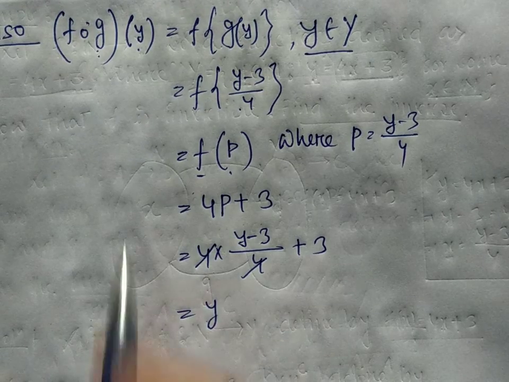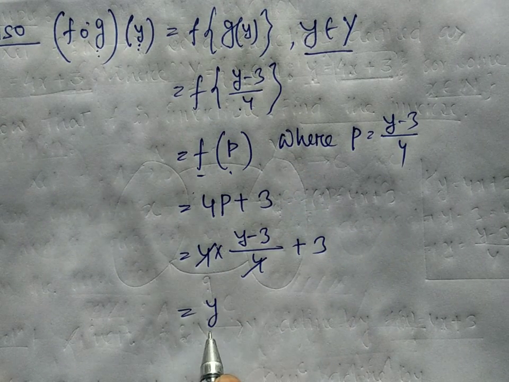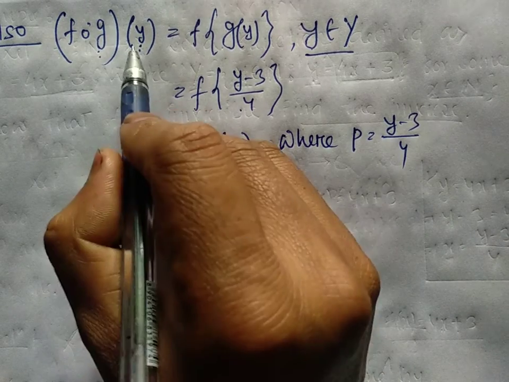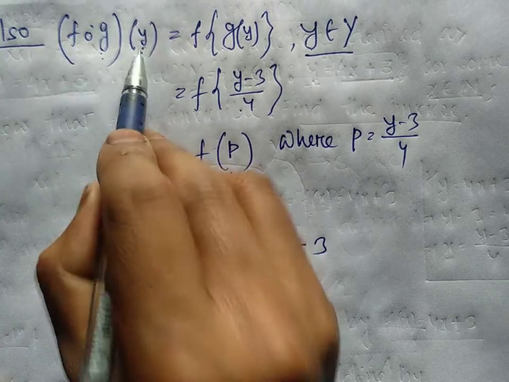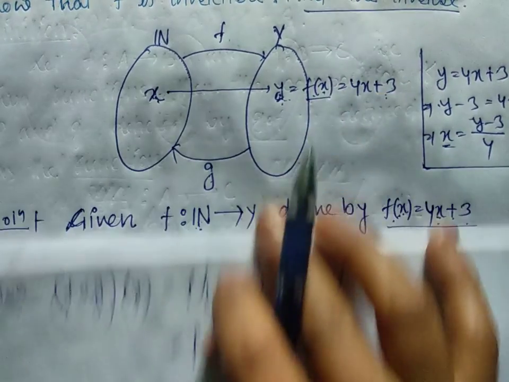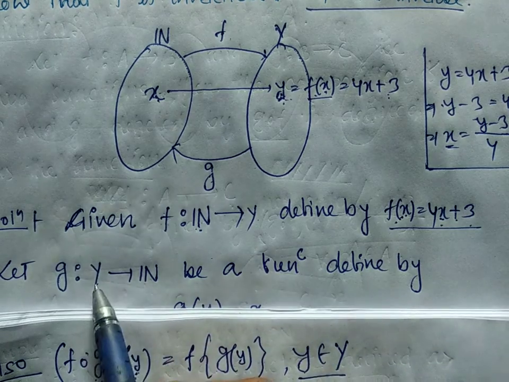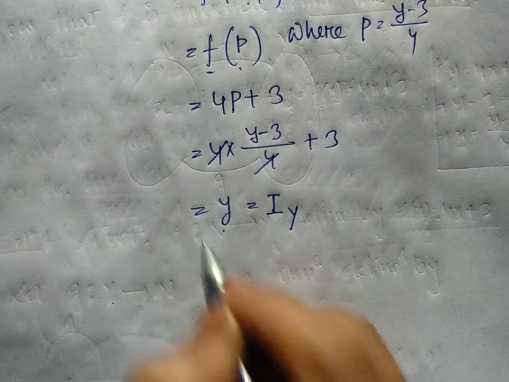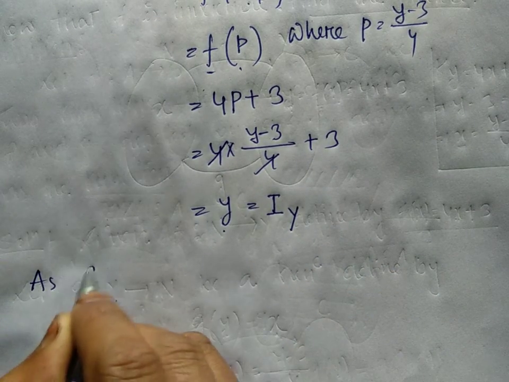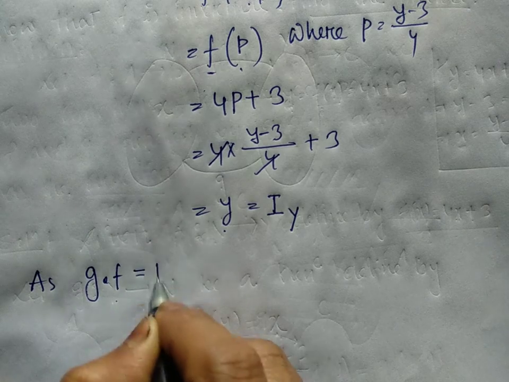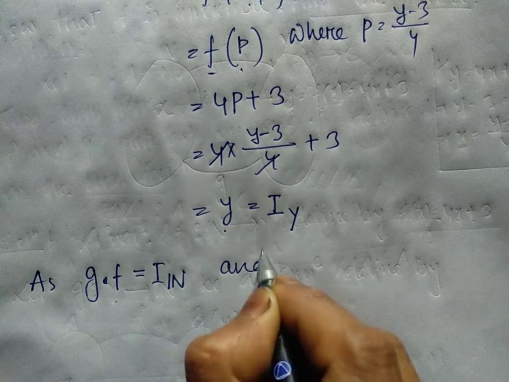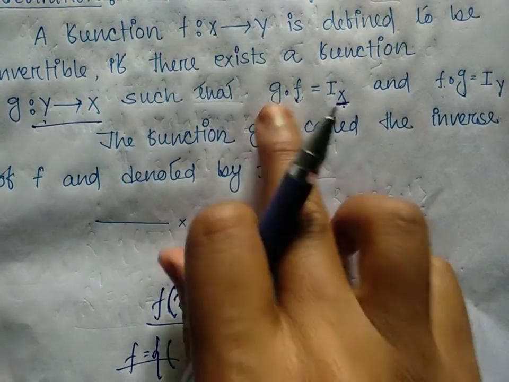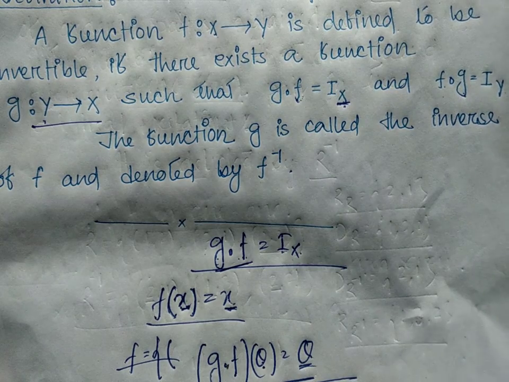Same procedure: the domain element we considered, we got it as the image. Here the function satisfies the identity property, but here we will write down that this one is the identity function. What is the domain set here? The domain of g is Y. So we write identity of capital Y as g not f is equal to identity of natural number, and f not g is equal to identity of Y. If both identity properties are satisfied, then g is called the inverse of f.